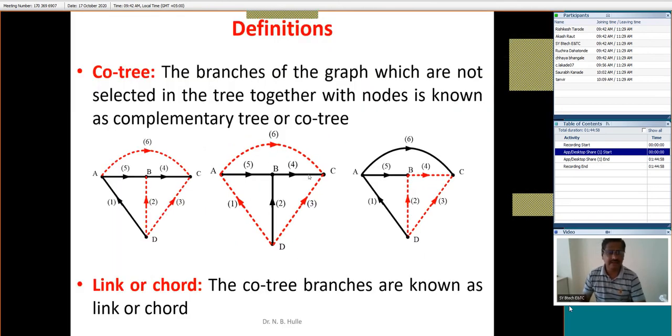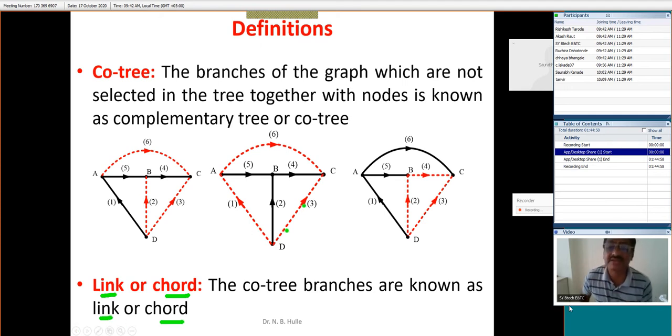Is it right? This is cotree. Now here, if 1, 2, 3 is a tree, then the red lines are cotree. If 1, 2, 3 is a tree, the remaining 3 lines are the cotree. And what is the name given to the cotree branch? It is known as a link or cord. The cotree branches are also known as a link or cord.